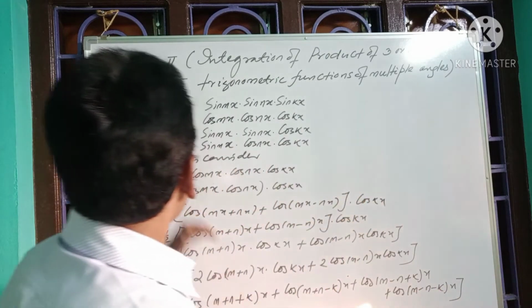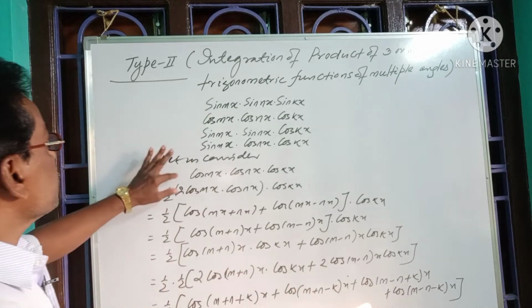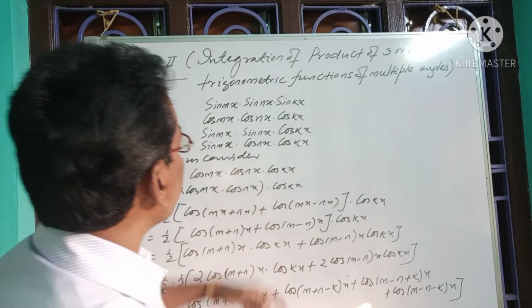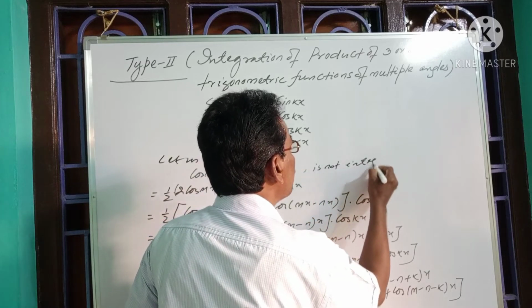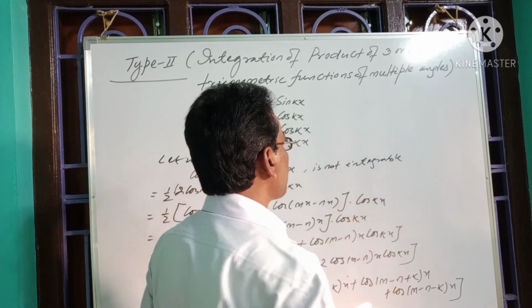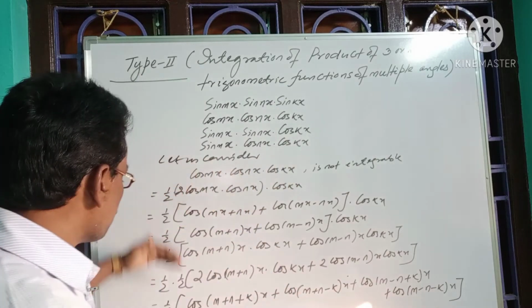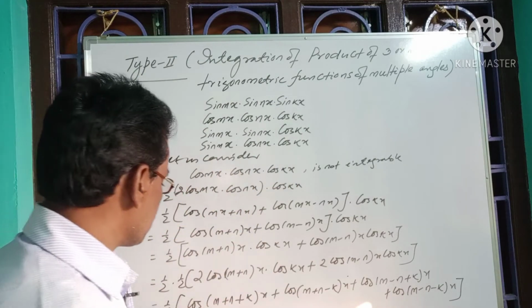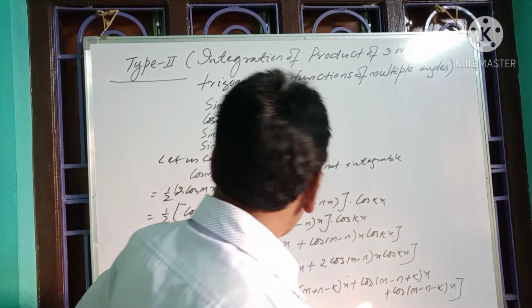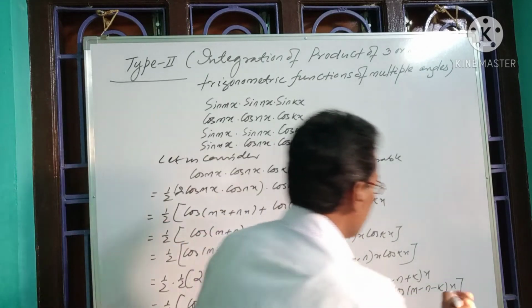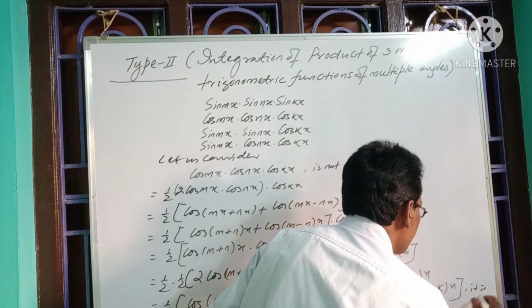So at the beginning, cos mx into cos nx into cos kx is not integrable, because it is not in standard form for integration. But after transforming into a sum of cosine functions, we have 4 cosine functions in multiple angle form, and all these functions are integrable. So now it is integrable.